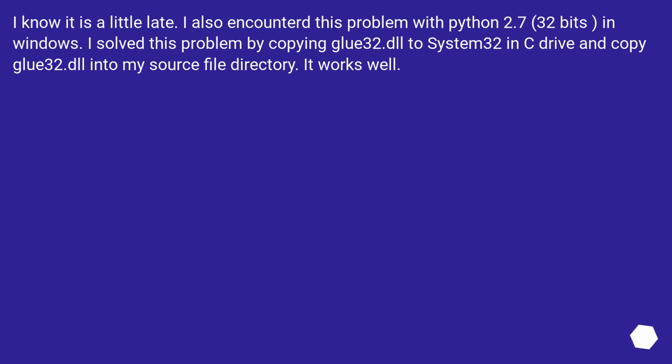I know it is a little late. I also encountered this problem with Python 2.7, 32 bits, in Windows. I solved this problem by copying glut32.dll to system32 and the C drive, and copying glut32.dll into my source file directory. It works well.